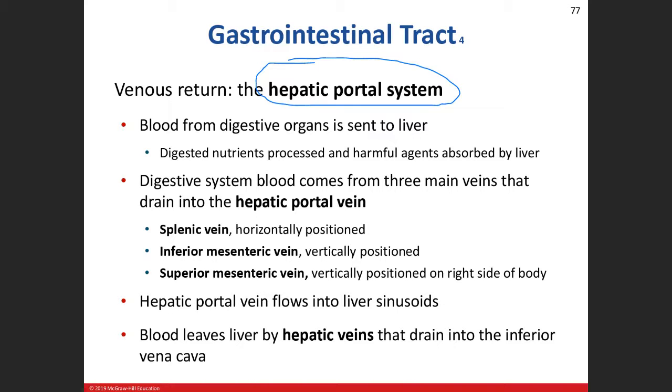So when you eat food and it gets digested from the GI tract, this blood gets dumped into this system here, and it gets sent to the liver. Obviously, we're going to send it to the liver to, one, get rid of the harmful stuff, but at the same time, we're also going to dump it into the blood so we can disperse the nutrients throughout the body.